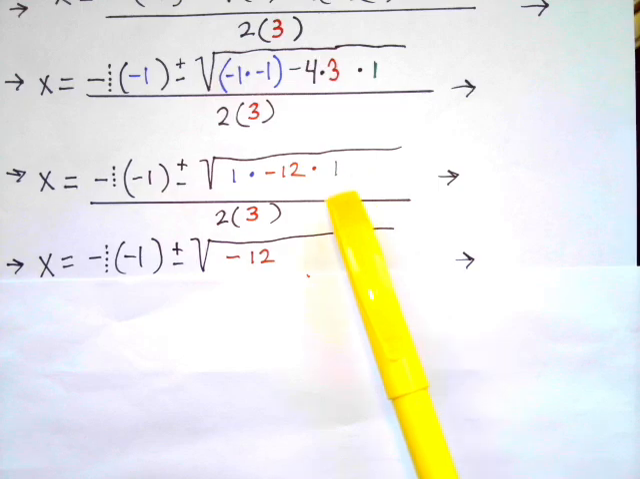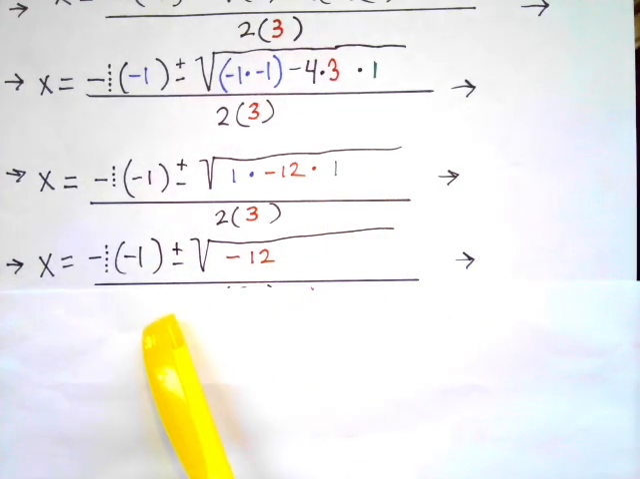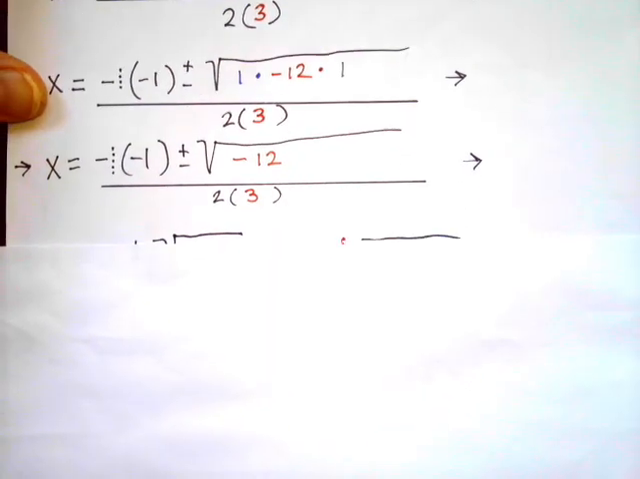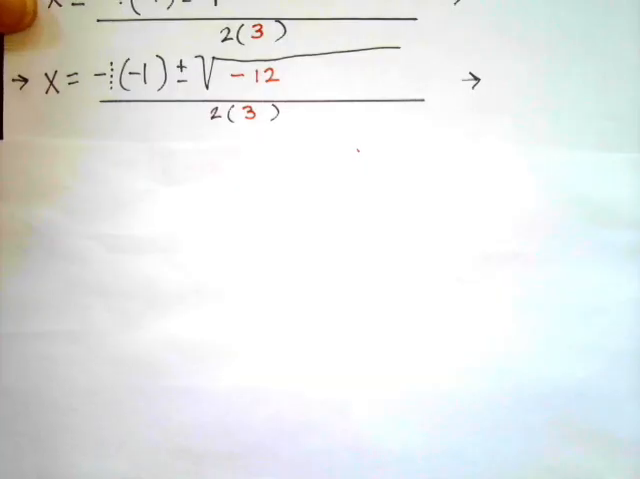1 times negative 12 times 1 is a negative 12. And then a negative 1 times a negative 1. And 2 times 3. I will simplify in the next steps. Let me go ahead and move this up forward.